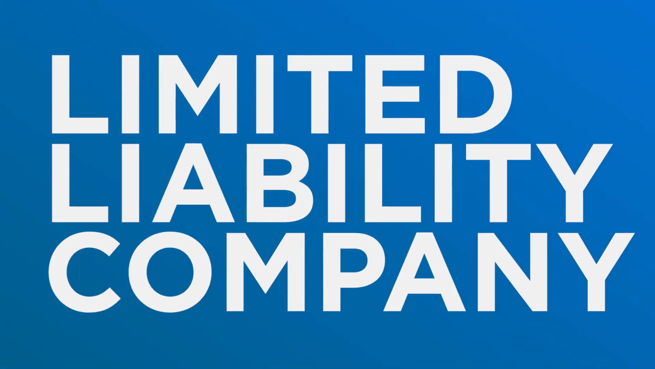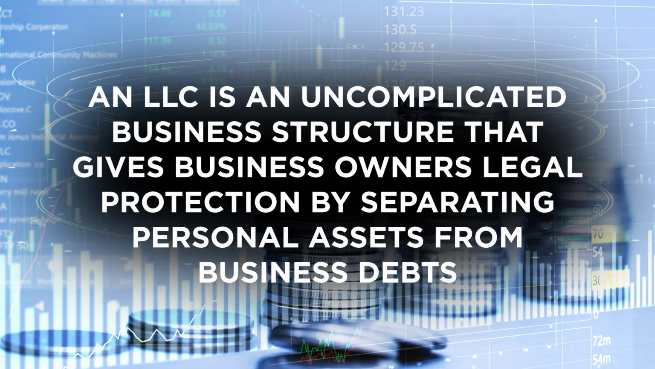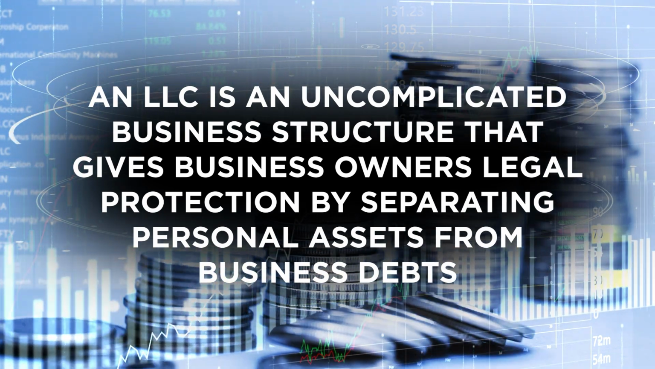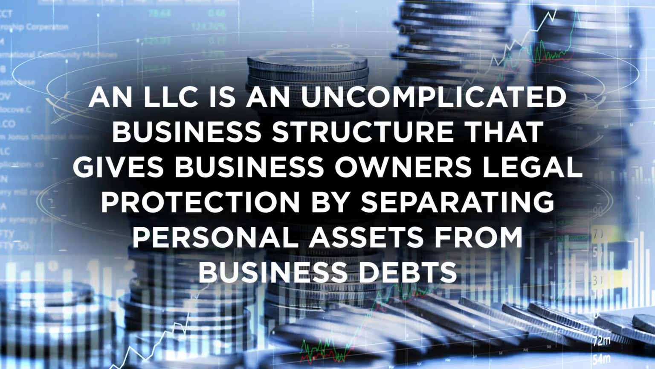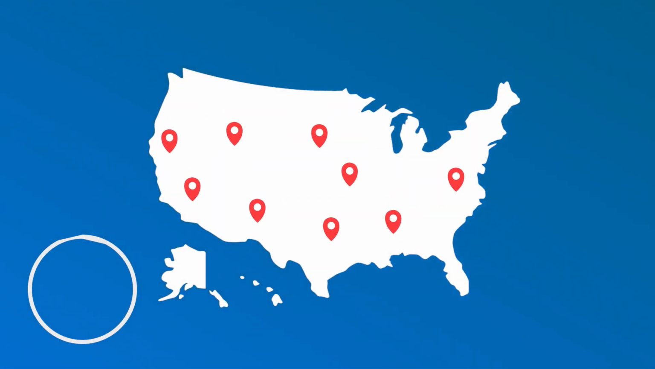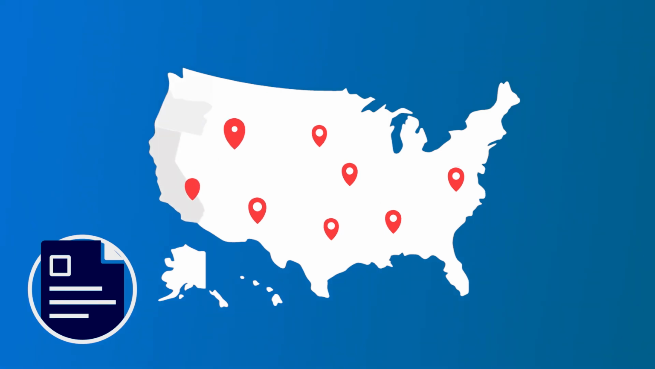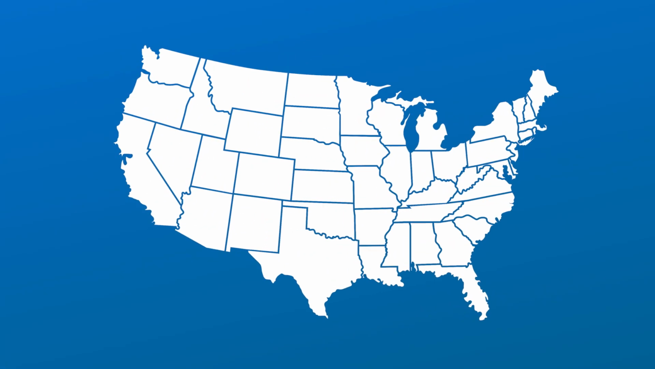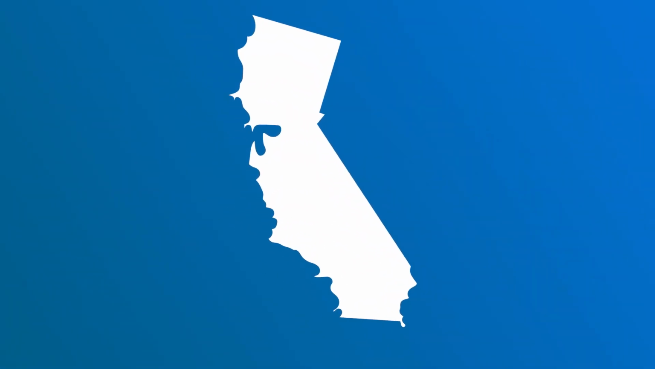An LLC stands for Limited Liability Company and is an uncomplicated business structure that gives business owners legal protection by separating personal assets from business debts. Creating an LLC can get complicated depending on where you're based, as the process differs from state to state. To avoid any missteps, follow along as we show you how to form an LLC in California.